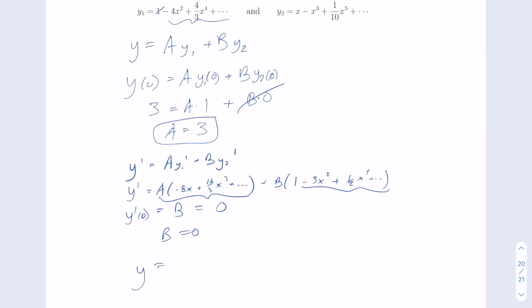So I know what my final particular solution is. It is y equals 3y1, which is 3 times 1 minus 4x squared plus 4/3 x to the 4th plus and so on.